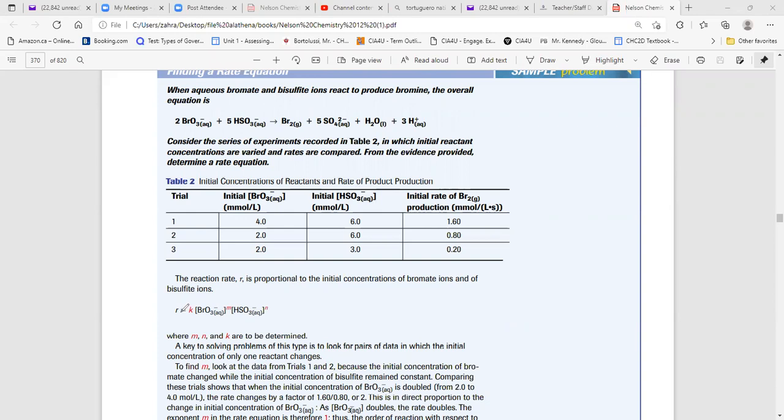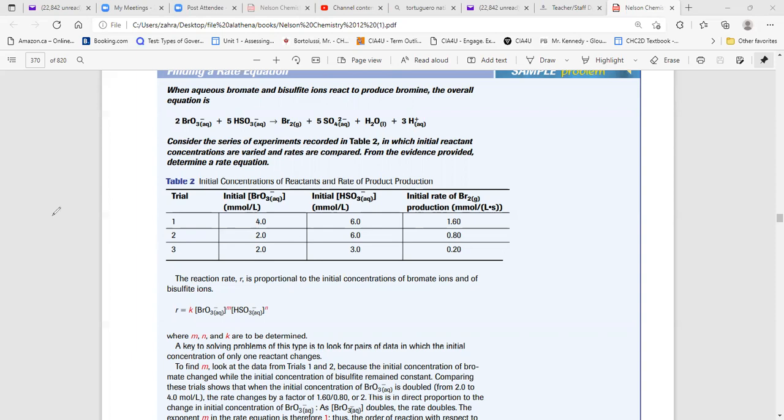Overall, I have this: R is equal to k, concentration of BrO3 to the power of m, because BrO3 is your reactant, times concentration of HSO3 to the power of n. Here HSO3 is your reactant. Now I'm using two of the experiments. I use the ones that have the same concentration. Experiments 1 and 2 have the same HSO3 concentration, 6, so I use 1 and 2.